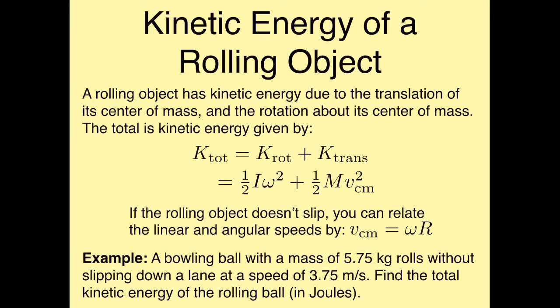So let's do an example. Let's say we have a bowling ball with a mass of 5.75 kilograms that's rolling without slipping down a lane at a speed of 3.75 meters per second. Let's find the total kinetic energy of that rolling ball. So let's work this out.